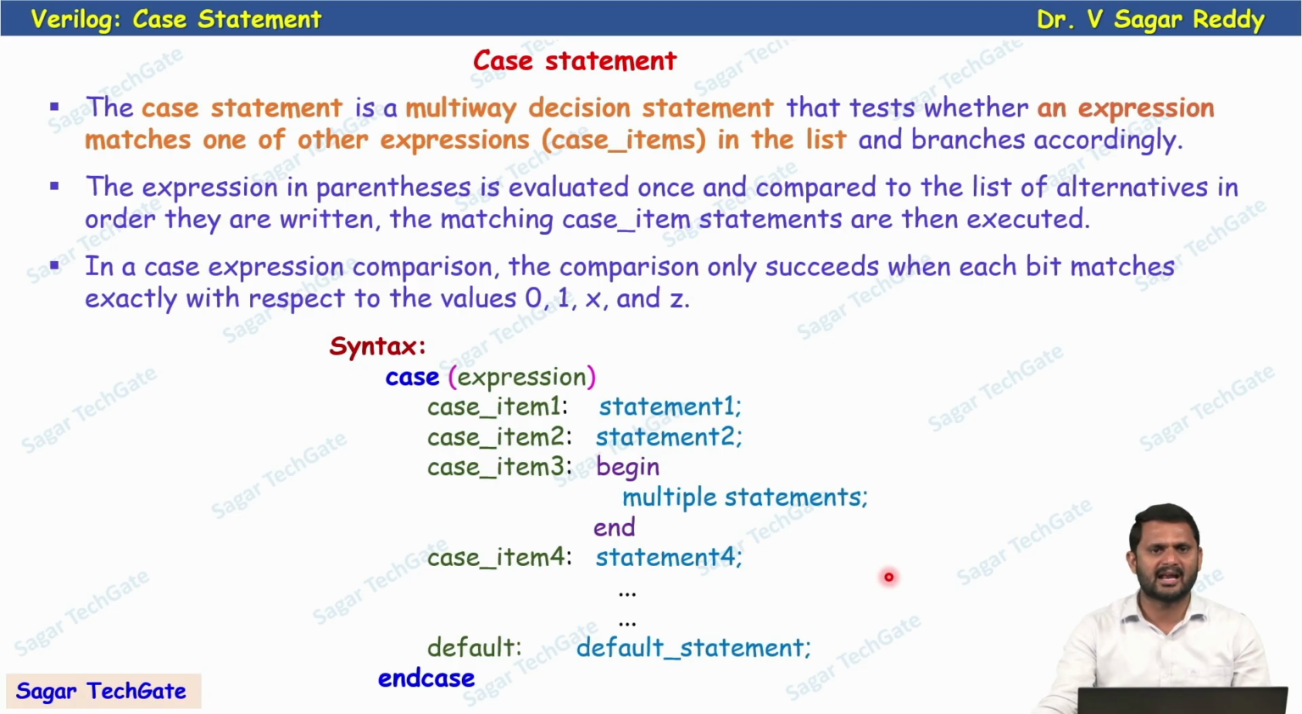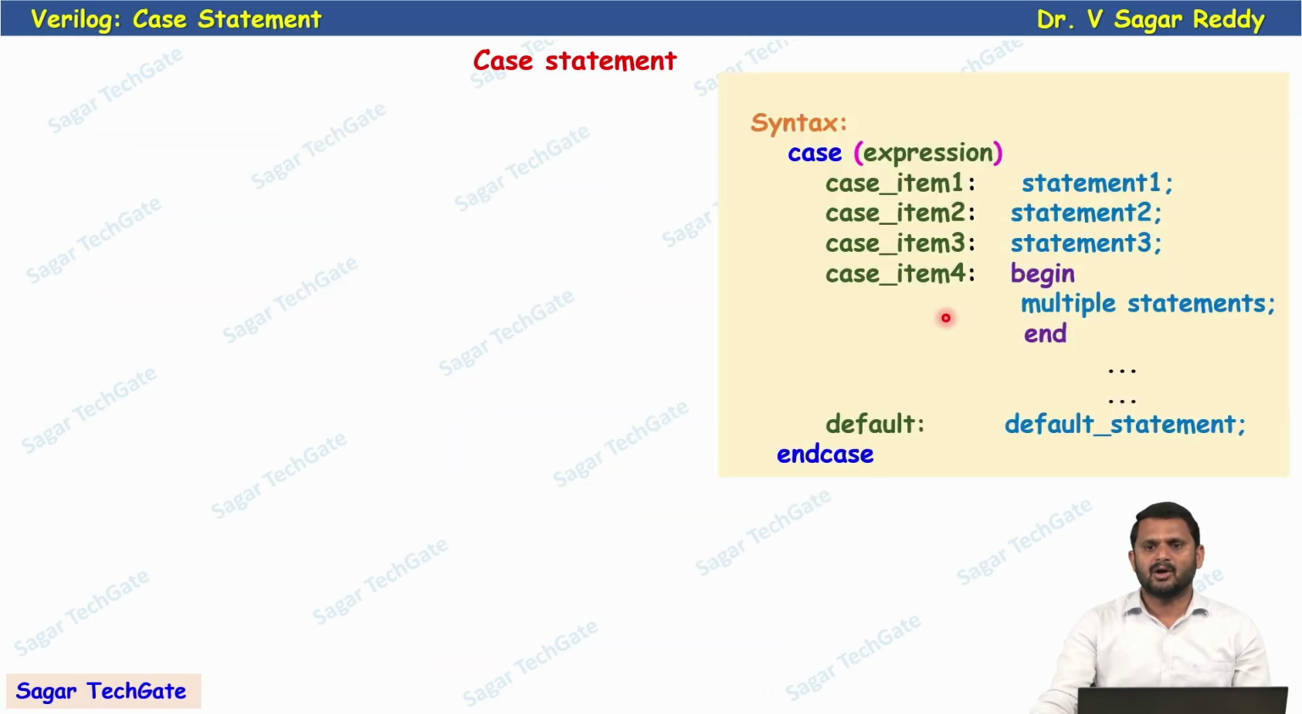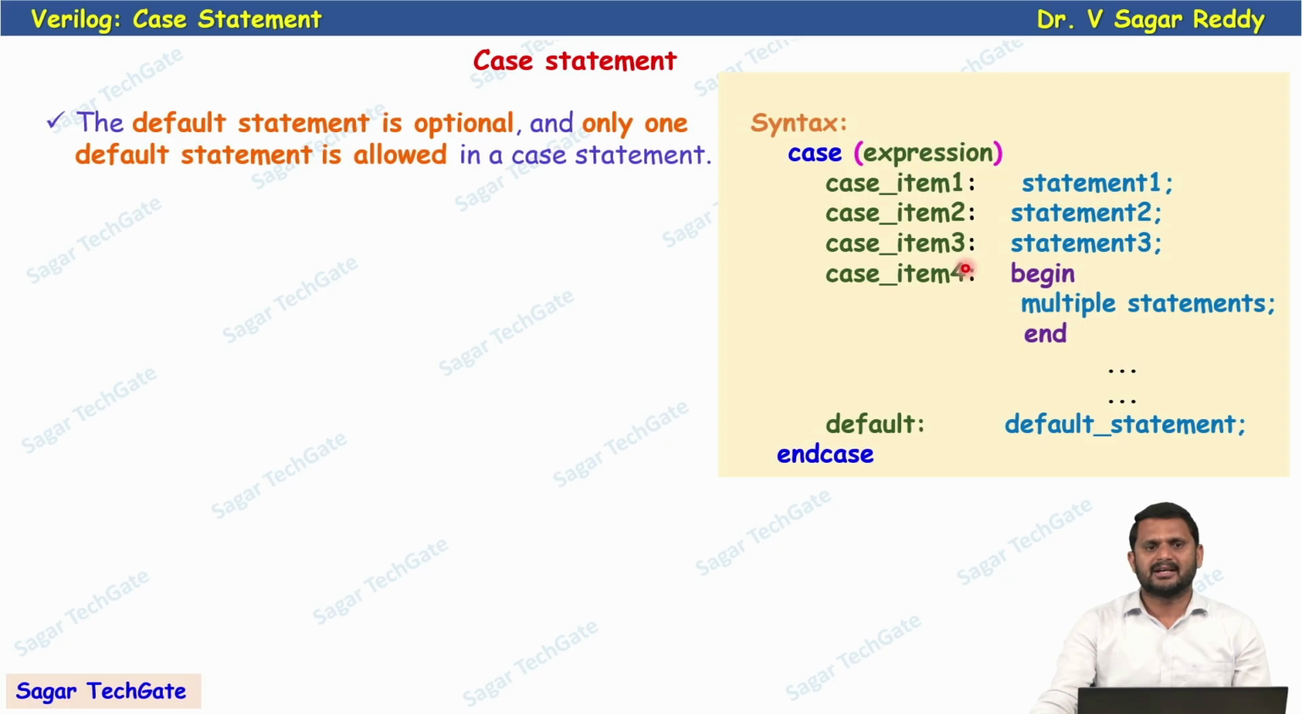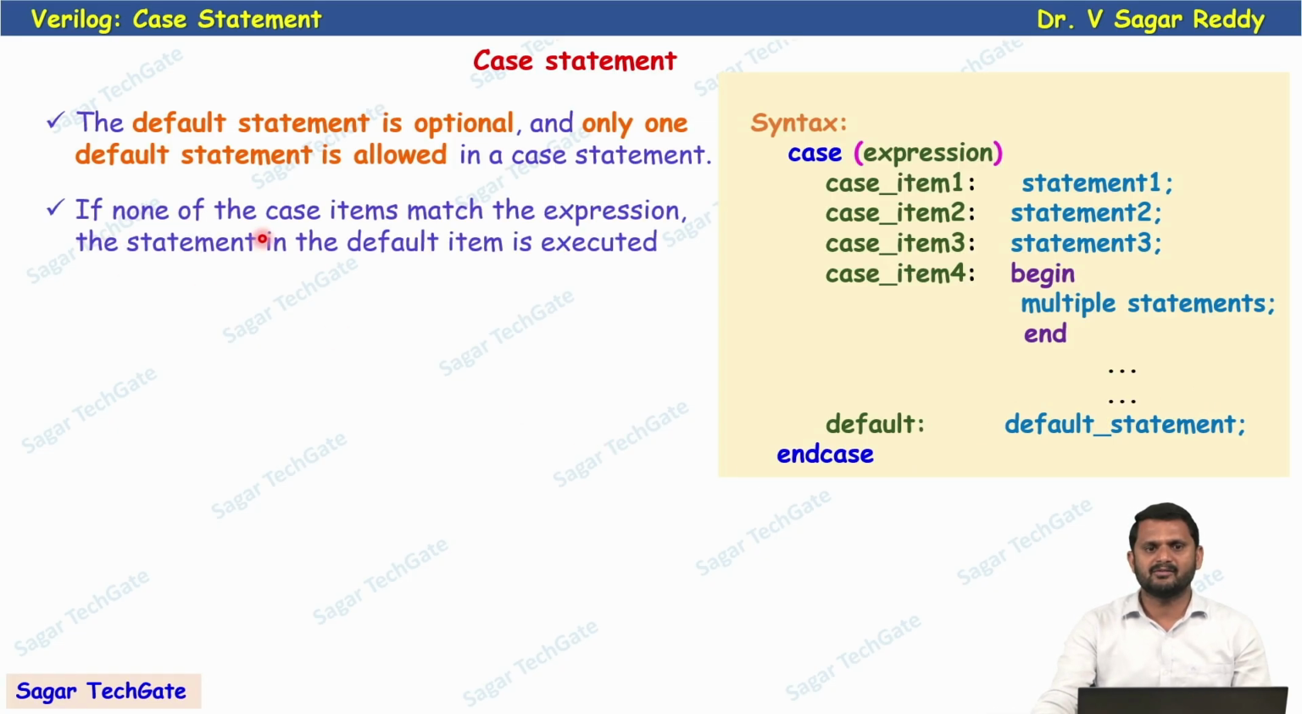Like in other programming languages such as C, we use this case statement. It is a very useful conditional construct for writing Verilog code in behavioral modeling. Most of the time we'll use a case statement only. The default statement is optional, and only one default statement is allowed in a case statement. If none of the case items matches the expression, the statements in the default item are executed. For example, if this expression is not matched with any case item in the list, then the default statement will execute.